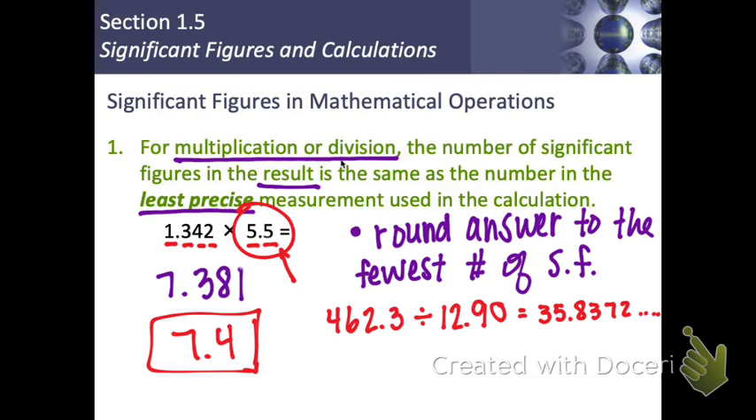How many significant figures am I allowed to have in my answer here? 4, because both of my starting amounts have 4 sig figs: 1, 2, 3, 4, and 1, 2, 3, 4. Both of them happen to have 4, so I'm allowed to have 4 in my final answer. So where should I round this to get to 4 sig figs? 35 point what? 84. Very good.